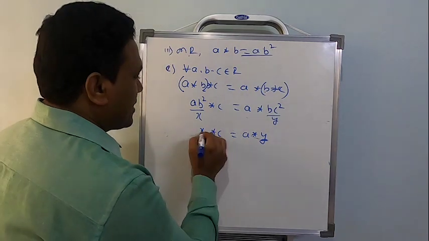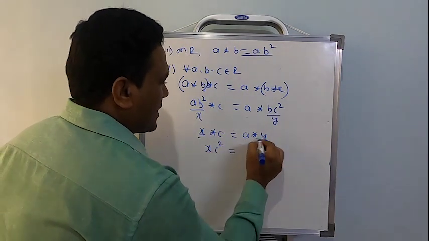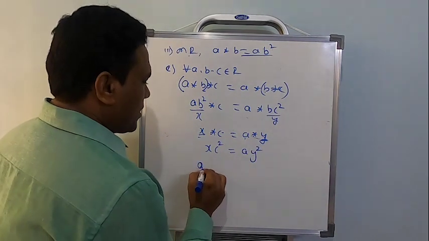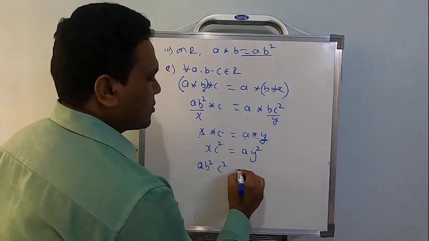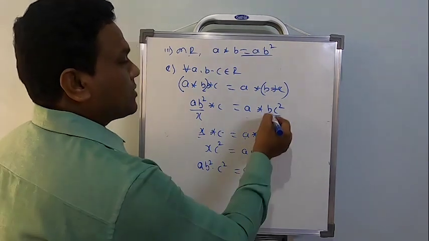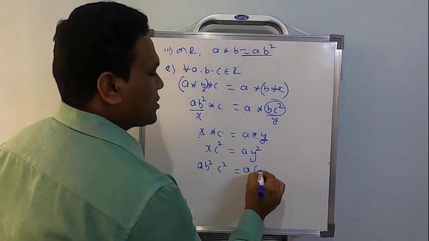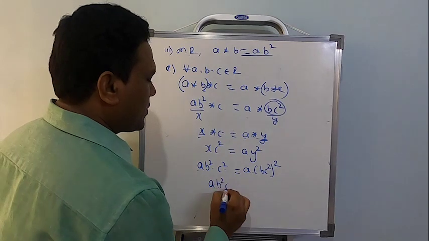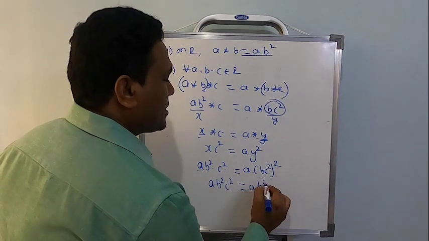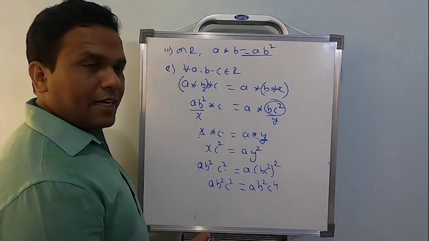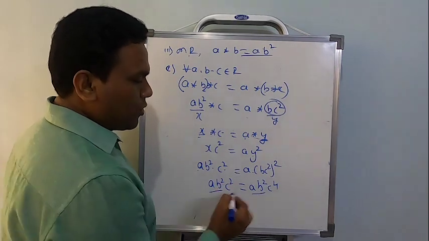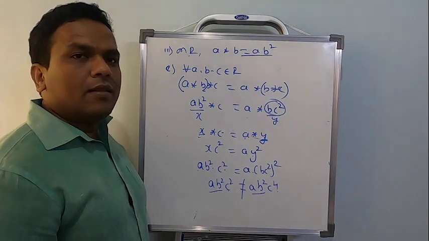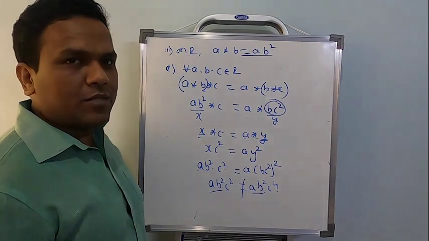Now x star c will be written as x c square. a star y will be a y square. Substitute for x and y. x is ab square, multiplied by c square, and on the other side a multiplied by y square, where y is bc square, so (bc square) the whole square. What happens to this? Here it is ab square c square, here ab square c power 4. Are they equal? Certainly not. ab square is fine on both sides, but here it's c square, here it is c power 4. Certainly they are not equal. Therefore, star is not going to be associative.